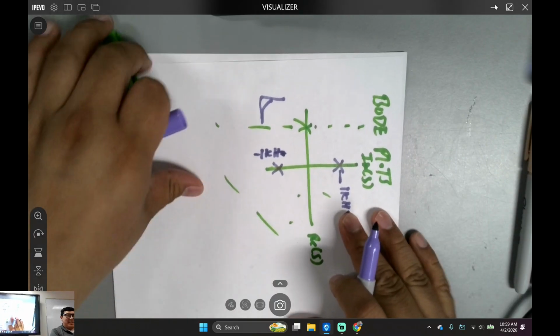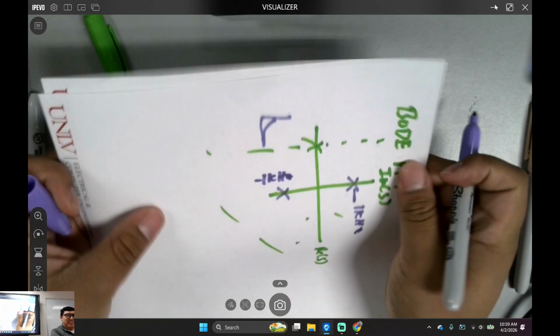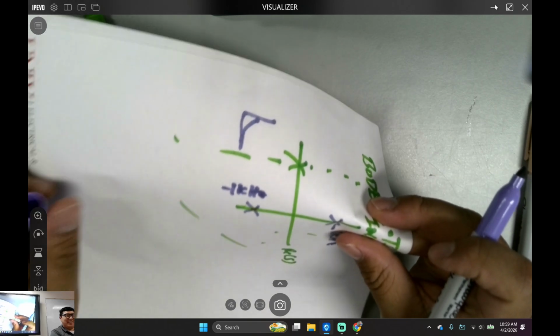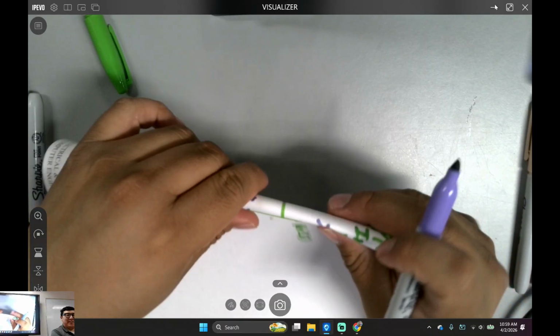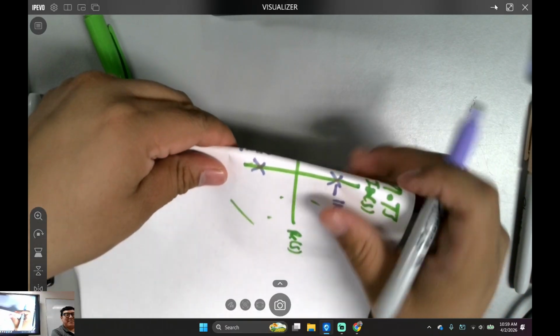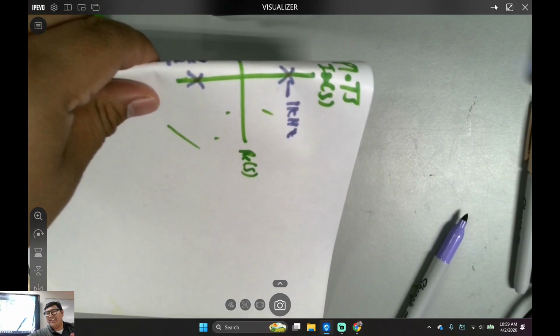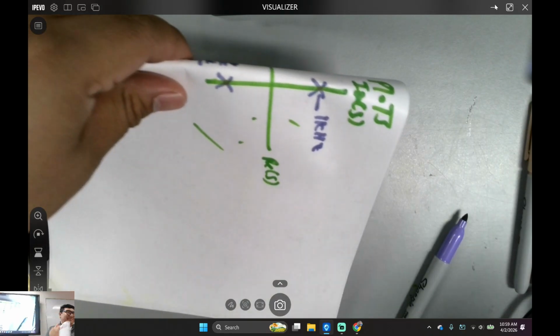What am I going to do right here? 1 kilohertz. So if I flipped it like this, minus 1 kilohertz. And if I bent it like this, you see how I'm bending that paper? It kind of starts looking like this.